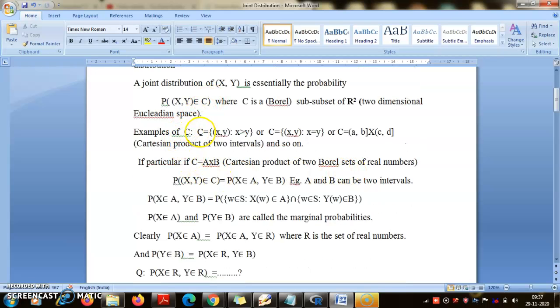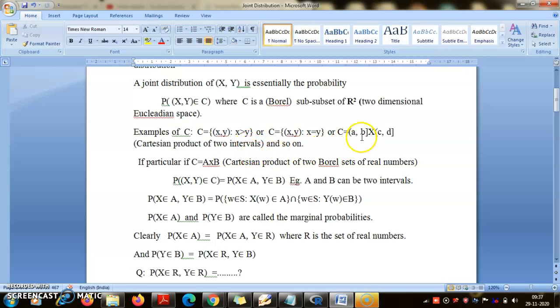So I have written some examples of C here. It could be the points (x, y) where x is greater than y, or it could be the points (x, y) where x is equal to y. The second one is very easy to understand. What is this C? These are the points on a straight line passing through the origin, x equal to y. So that is the 45-degree line. And for the first one, where x is greater than y, these are the points below this straight line x equal to y, so the x coordinate is bigger than the y coordinate.